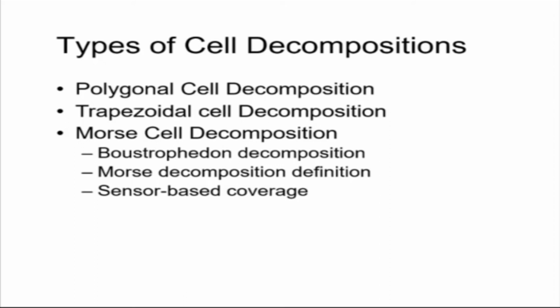Now, the next method is called the cell decomposition method. As the name indicates, the cell decomposition method basically decomposes the workspace into a number of cells. And there are different methods which are used here. Number one is polygonal cell decomposition. Second is trapezoidal cell decomposition. Then we have the Morse cell decomposition. Then we have the Boustrophedon cell decomposition. Then we have Morse decomposition and sensor-based coverage. These are more or less used for exploration.